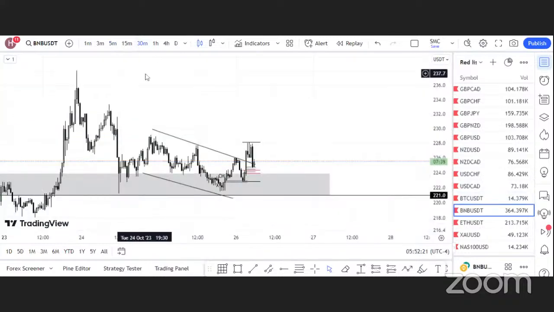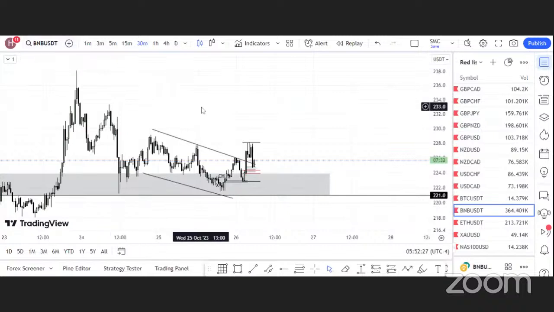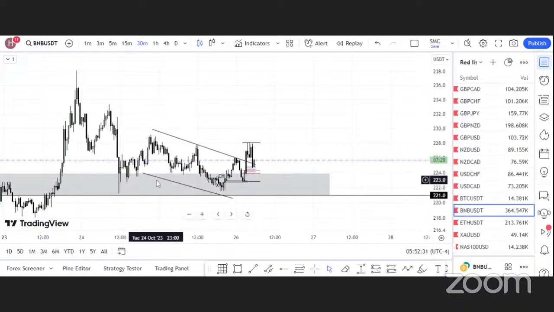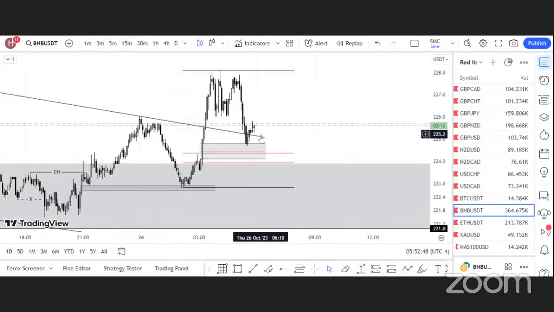So this is the analysis for BNB USDT. This analysis is based on what we saw on the higher time frame. The market broke out from here. We have this movement around here. You see how the market made this movement. So the market is based on this short movement that was made. All right, then we did the analysis on the lower time frame.